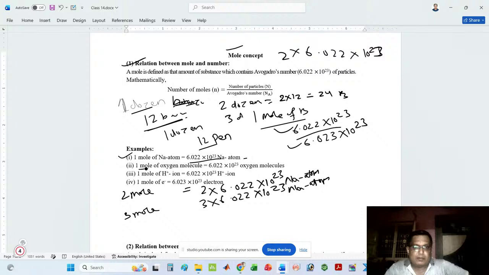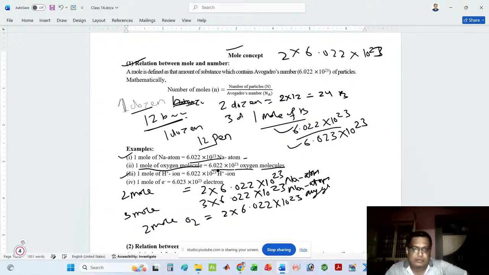Suppose bring 1 mole of oxygen molecule, then you must bring 6.022 into 10 to the power 23 oxygen molecule. Suppose I want to bring 2 mole of oxygen molecule, then you must bring 2 into 6.022 into 10 to the power 23 oxygen molecule. Suppose bring 1 mole of H plus ion, then you must bring 6.022 into 10 to the power 23 H plus ion. Suppose bring 1 mole of electron, then you must bring 6.022 into 10 to the power 23 electrons.